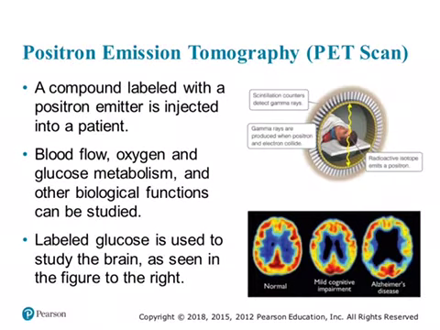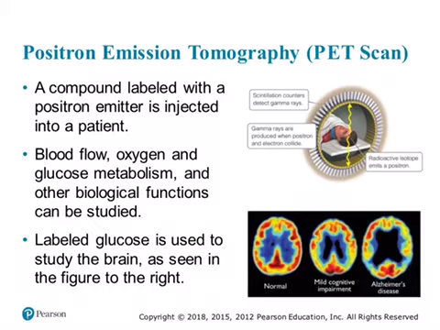Another example of the use of radiation, specifically positron emission, is in the PET scan, standing for Positron Emission Tomography. A compound is labeled with a positron emitter, and it's injected into the patient. Blood flow, oxygen, and glucose metabolism and other biological functions can be studied. The labeled glucose is used to study the brain, as seen here on the right.